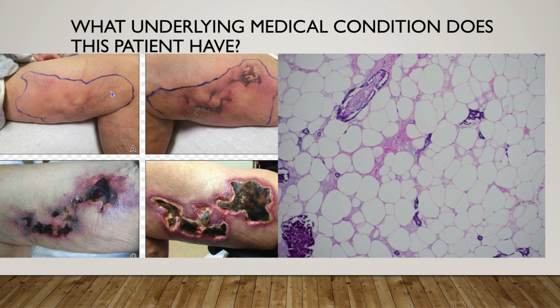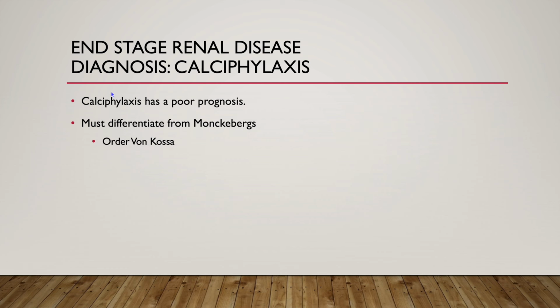So without further ado, what underlying medical condition does this patient have? We have on our left erythematous skin that is becoming ulcerated with developing eschars, and on our right we have calcifications of the small vessels involving the intima and media with some associated fat necrosis, maybe some hemorrhage. Exactly. This patient has end-stage renal disease. The diagnosis is calciphylaxis, which has a poor prognosis and thus is important to differentiate from Mönckeberg's. And we can order a von Kossa to highlight the calcification.